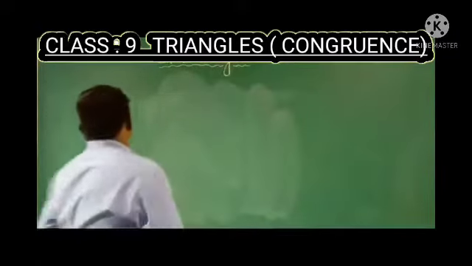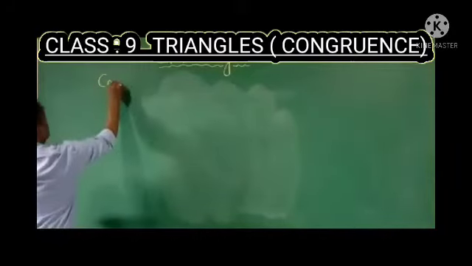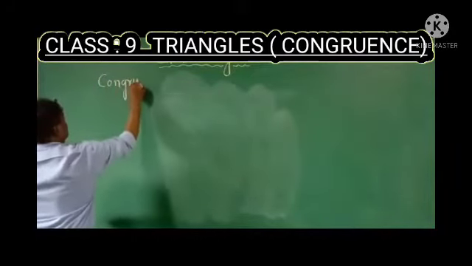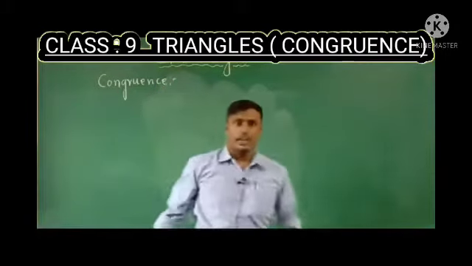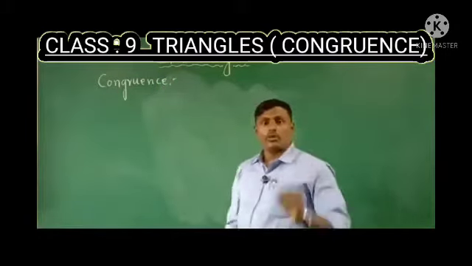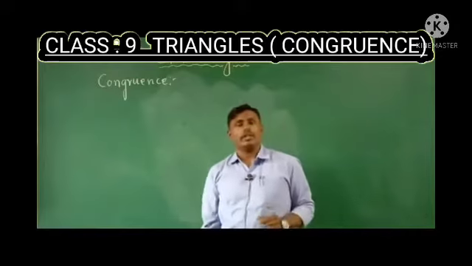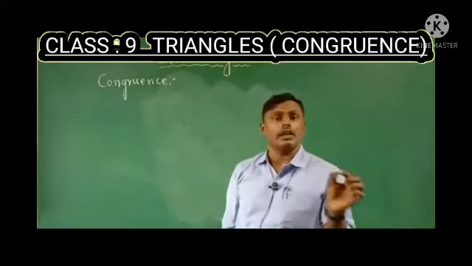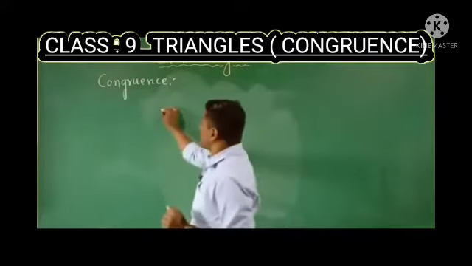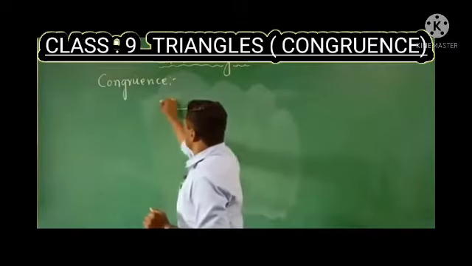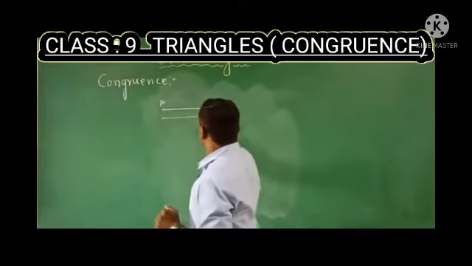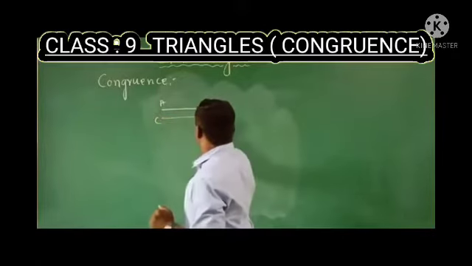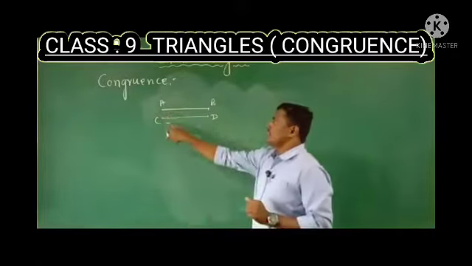So we can define congruence. Congruence means two plane figures having the same size and the same shape, right? And one more thing, all congruent figures have equal areas. For example, AB is a line segment, and take one more line segment of the same length, equal to AB, the second line segment CD.